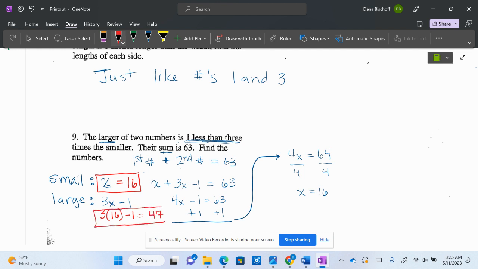How can I check this? Yeah, take 16 and add it to 47. It better equal 63.